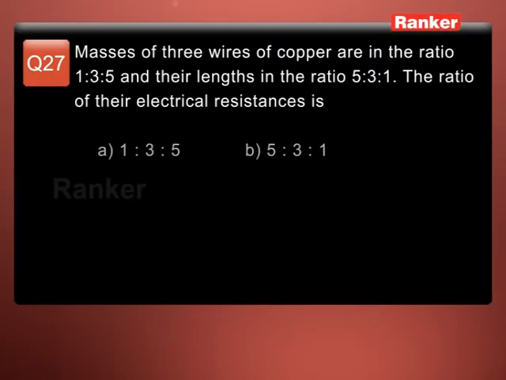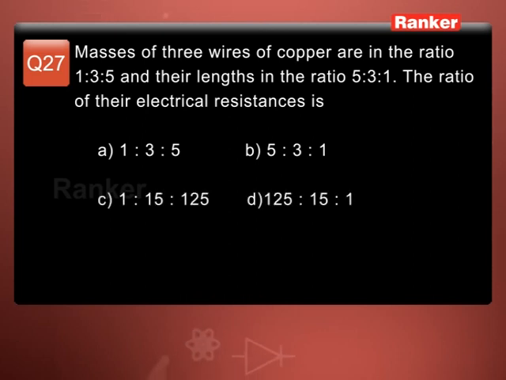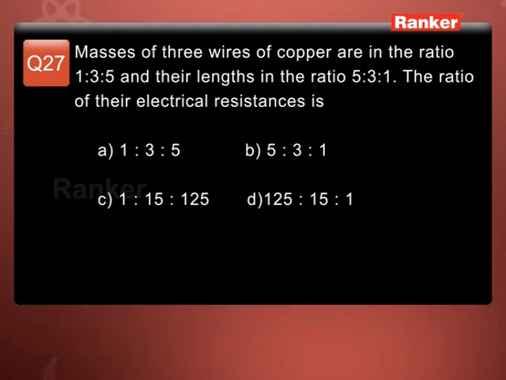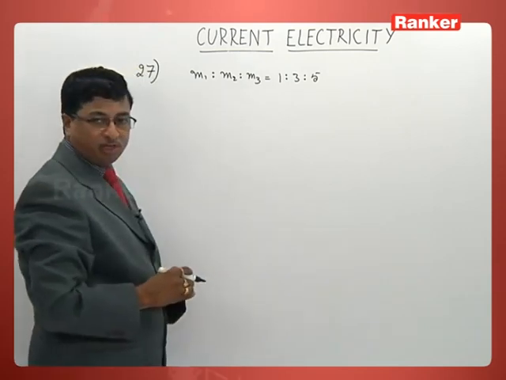Check the next problem, that is 27. Masses of 3 wires of copper are in the ratio 1:3:5 and their lengths in the ratio 5:3:1. The ratio of their electrical resistances is how much? You can write first of all what is the ratio he has mentioned. Masses he has mentioned in the ratio 1:3:5.